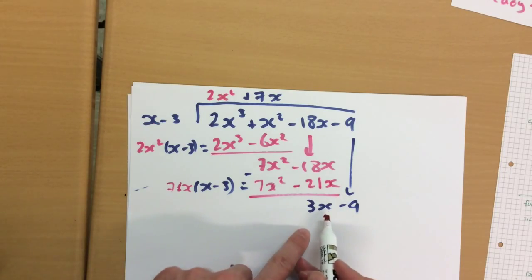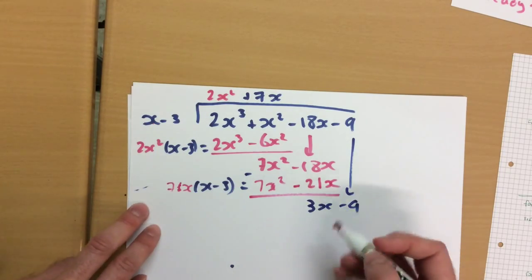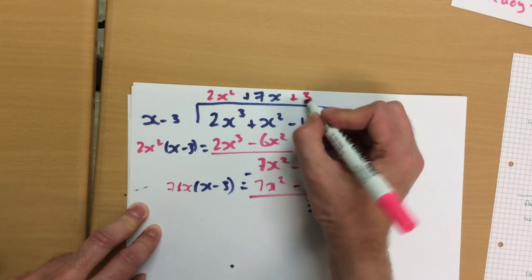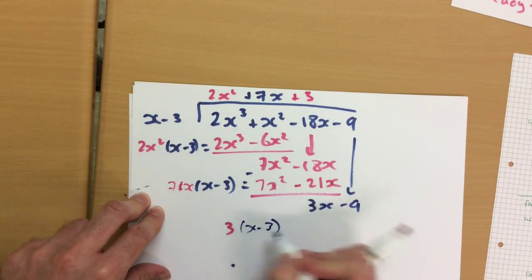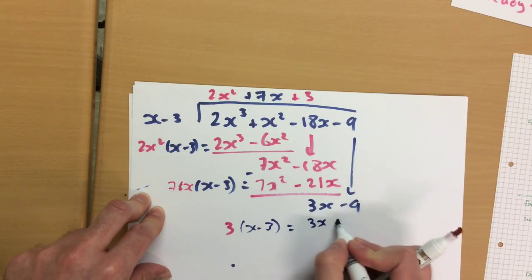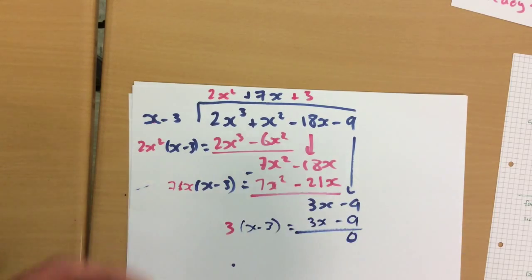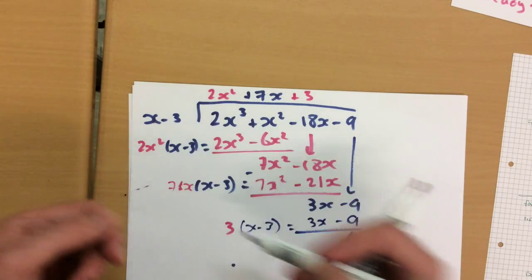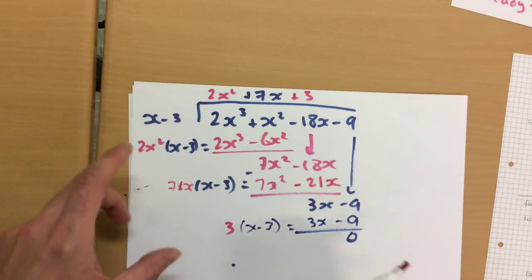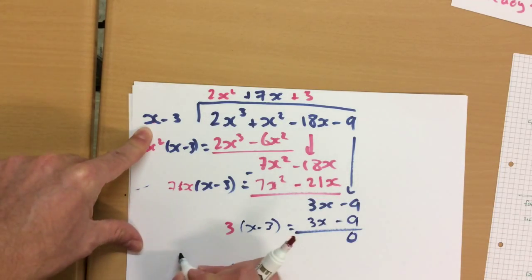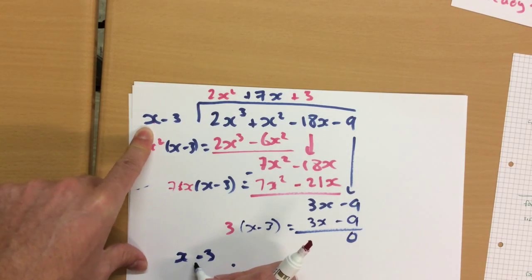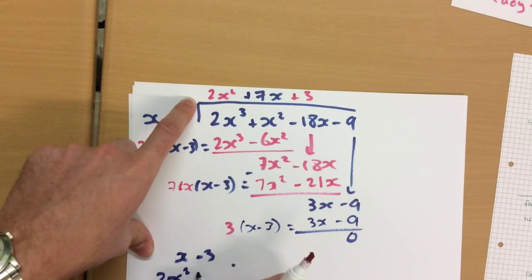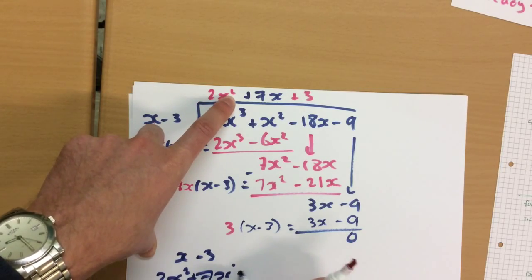How do I get to 3x from x? Times it by 3. So 3 times that bit gives us 3x subtract 9, which is 0. Fantastic. We know it's a factor, so we should get the answer of 0. So we now have two things. We have x minus 3 is our factor, and our quotient of 2x squared plus 7x plus 3.